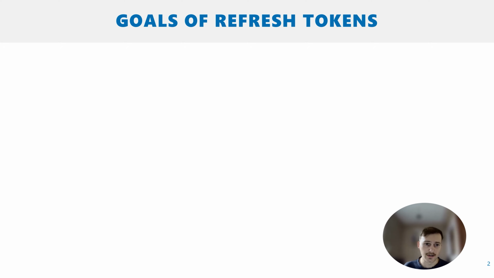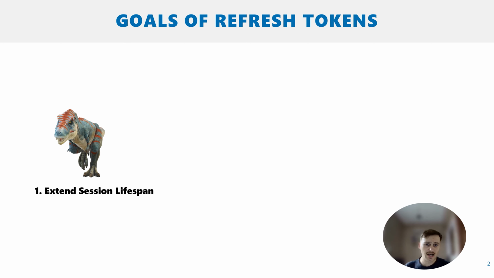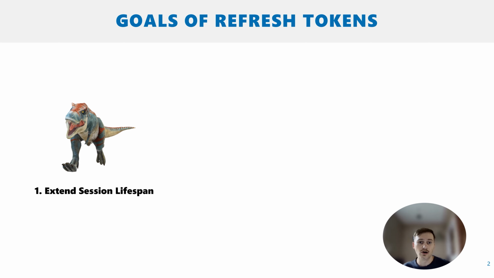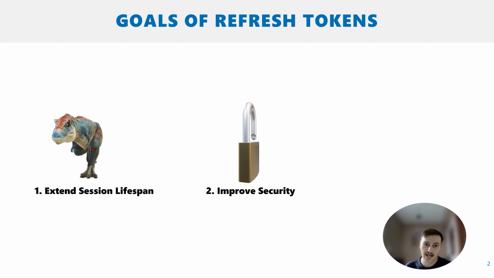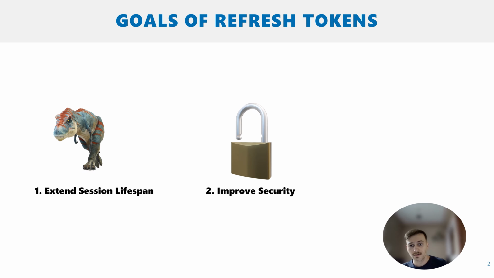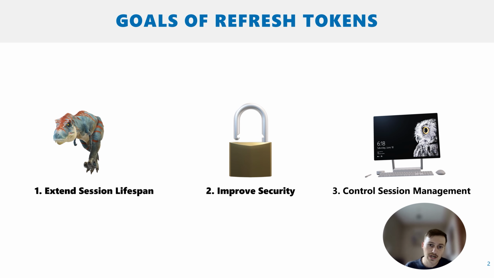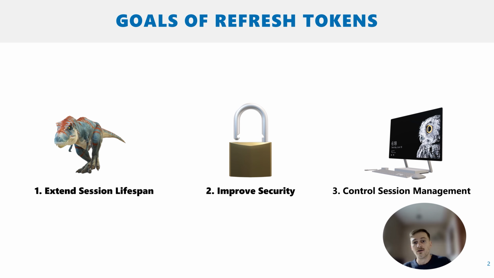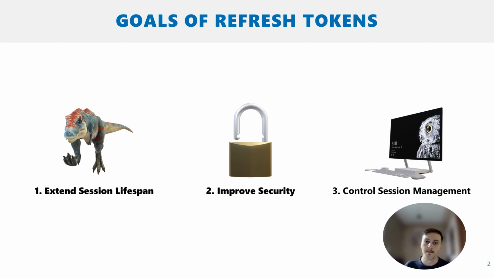Goals of refresh tokens. Extend session lifespan. Access tokens, for example JWTs, have a short lifespan for security reasons. When they expire, refresh tokens allow clients to fetch a new access token without requiring the user to log in again. Improved security: reduces the exposure of user credentials by limiting where and how often login credentials are used. Control session management. With refresh tokens, developers can set bounds for when a user session should persist or require re-authentication.